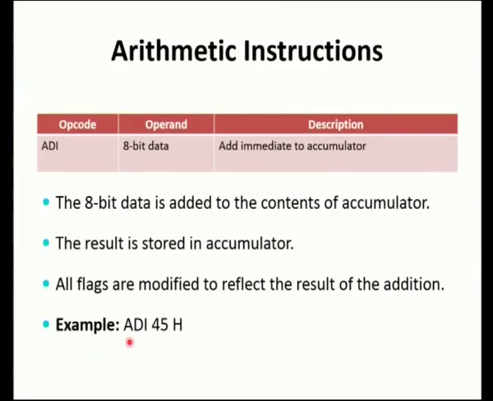Suppose you do not have enough registers, then you can load the data directly by using the instruction format ADI data. The given immediate data is directly added with the accumulator, and the result is stored in the accumulator. Example: ADI 45H. The 45H data is added with the previously loaded accumulator value, and the result is stored in the same accumulator register. The same direct addition is also possible with carry, ACI.